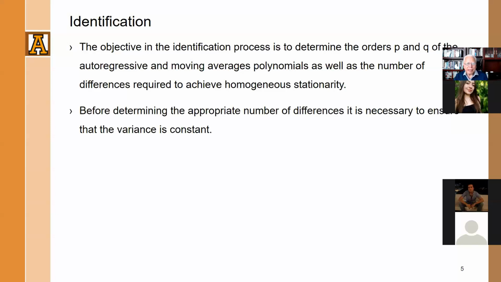Now, before we determine the number of differences, we need to make sure that the variance is constant. So the first stage in model identification will always be to graph the data, and if there is an indication that the variance is not constant, you need to correct that before you identify the number of differences and try to identify the orders of the autoregressive and moving average polynomials. So the first thing is always to check your plot of the data to make sure that you have constant variance.